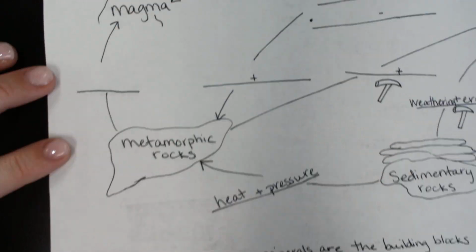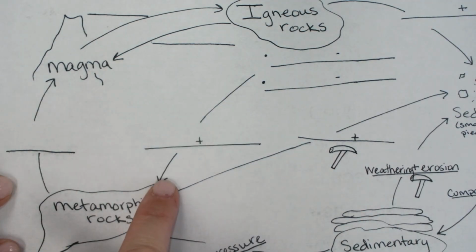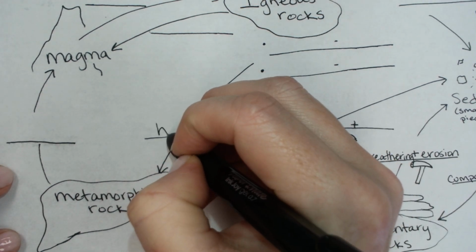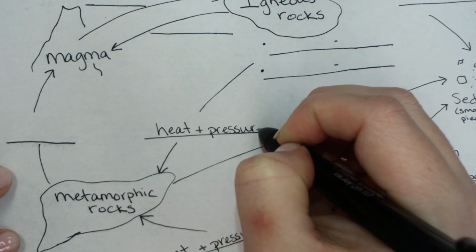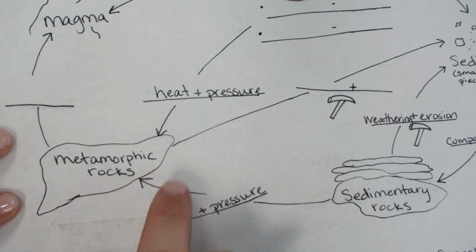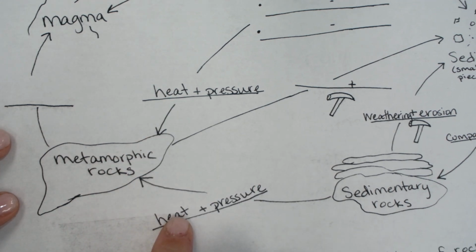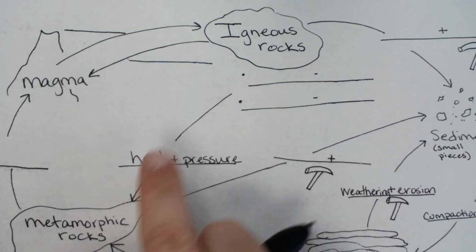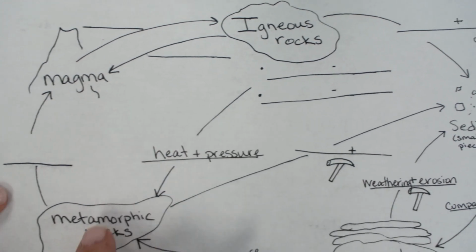All right, how else can you make a metamorphic rock? You can also go from igneous to metamorphic through the same process of heat and pressure. Anytime you're making a metamorphic rock, it requires heat and pressure. So to go from sedimentary to metamorphic, heat and pressure. Igneous to metamorphic, heat and pressure. Let's go to an igneous rock.